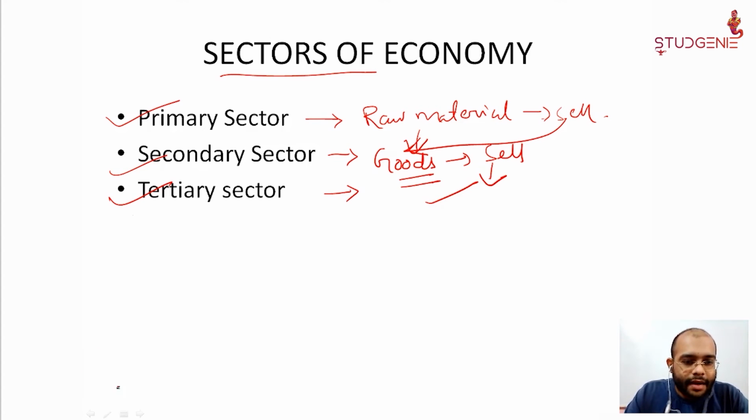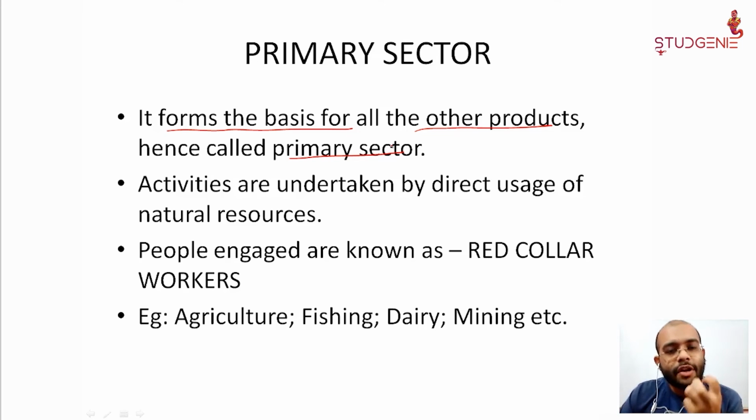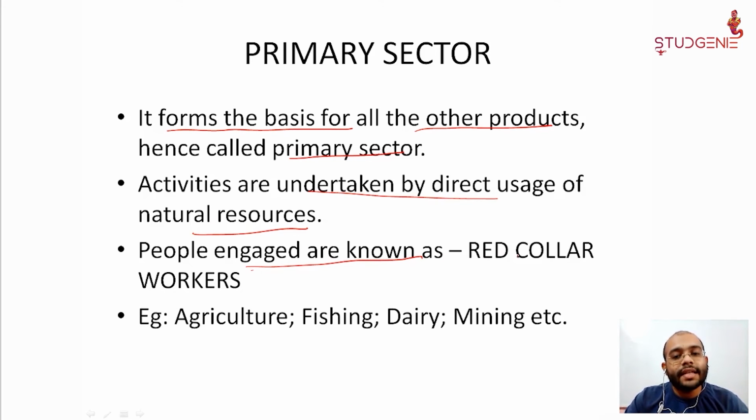Let's look at these in depth. Primary sector forms the basis for all the other products, hence called primary sector, because it is the foundation, it is the skeleton of the economy. If there is no primary sector, the secondary and tertiary sectors will collapse. Activities are undertaken by direct usage of natural resources. People engaged are known as red collar workers.